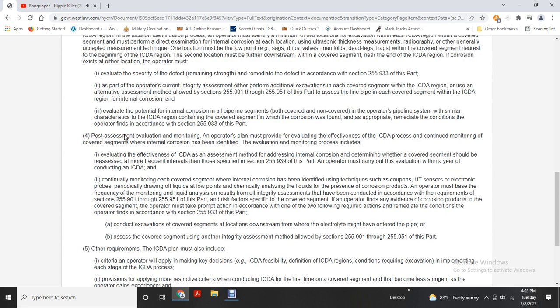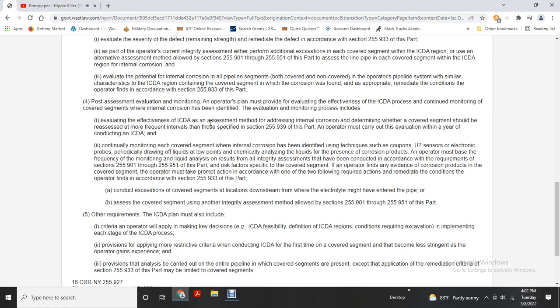Three: evaluate potential internal corrosion in pipeline segments, both covered and non-covered, in the operator's pipeline system with similar characteristics to the internal corrosion direct assessment region containing the covered segment where corrosion was found. The operator must remediate conditions the operator finds in accordance with section 192.933.